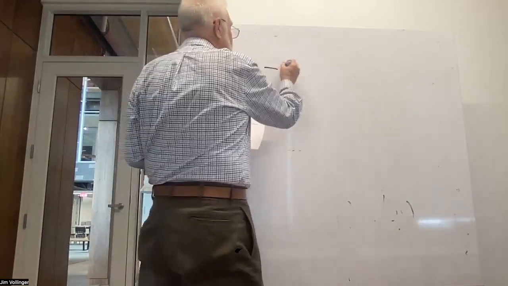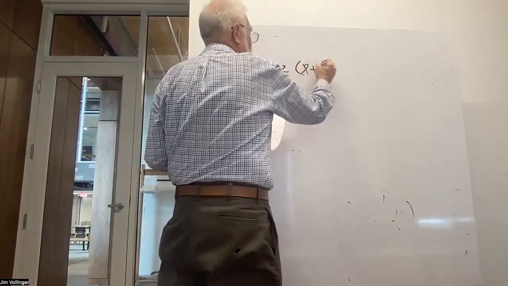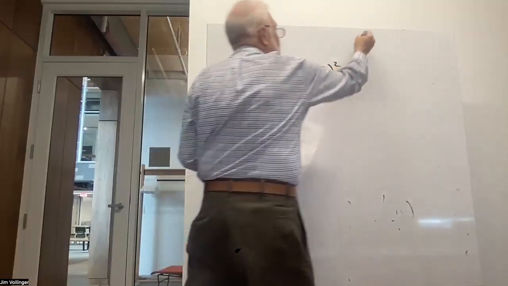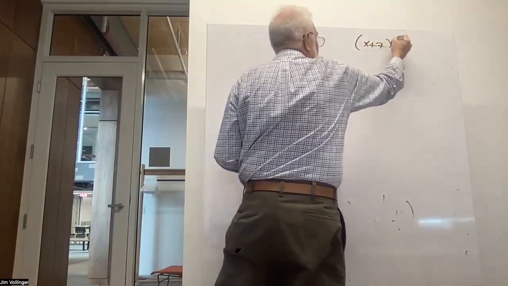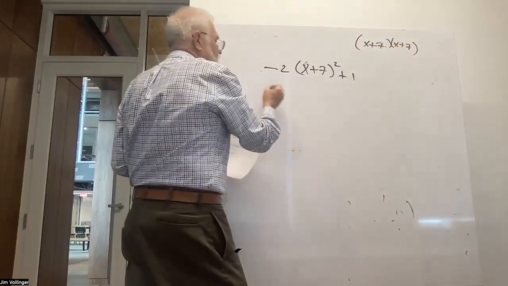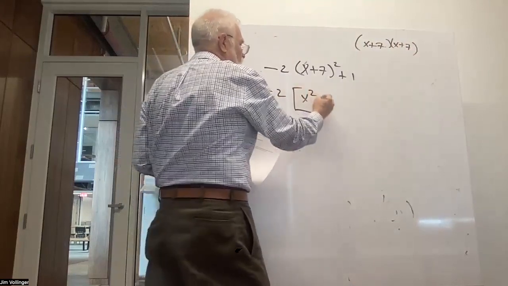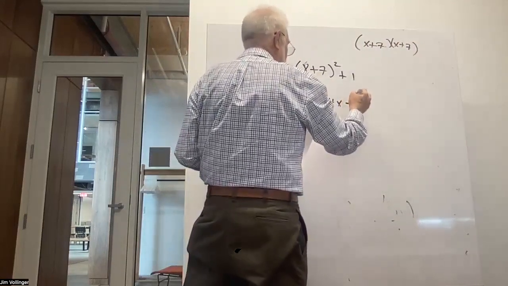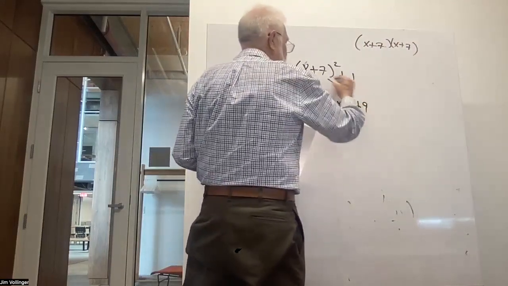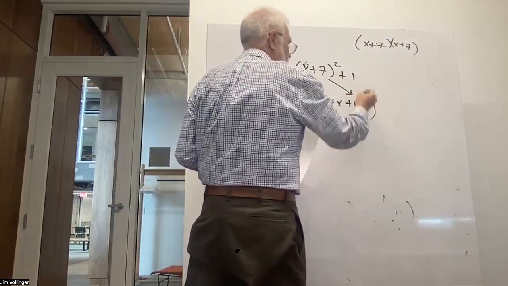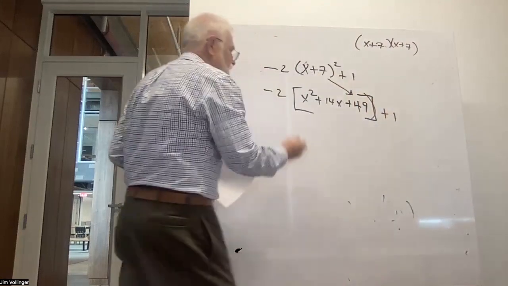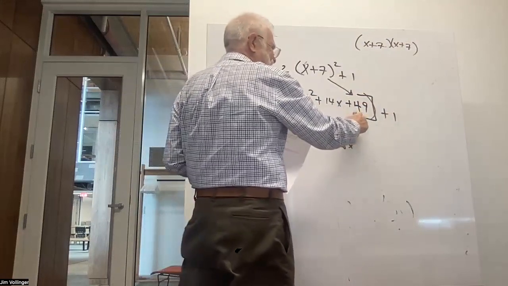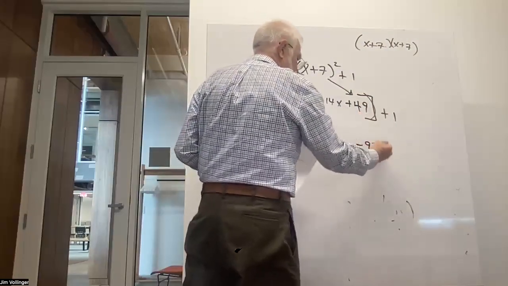Minus 2 times x plus 7 squared plus 1, we're going to expand. If you need to do x plus 7 and x plus 7 over here, go ahead and do it. Now, this is going to get you minus 2 times x squared plus 14x, doubling that positive product, plus 49, right? You got to square the 7. Do a bracket, plus 1, okay. Minus 2x squared minus 28x, I'll do this in my head, minus 98 plus 1 is minus 97.